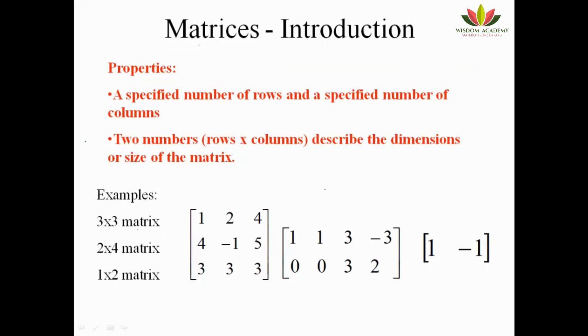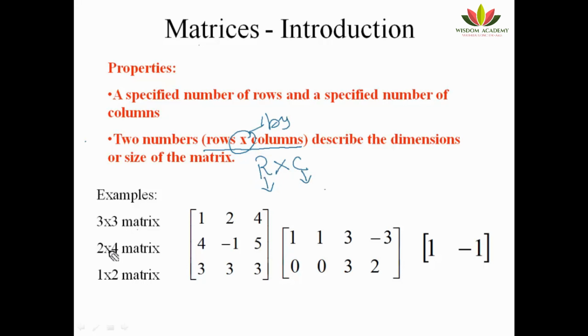Next, the important properties of a matrix. A matrix has a specific number of rows and a specific number of columns. These two numbers, row cross column, are written that way, but actually this cross wants to be said as by. Row by column we have to say when we express the dimension of a matrix. This is the dimension of a matrix, that is row by column. R represents the number of rows and C represents the number of columns.